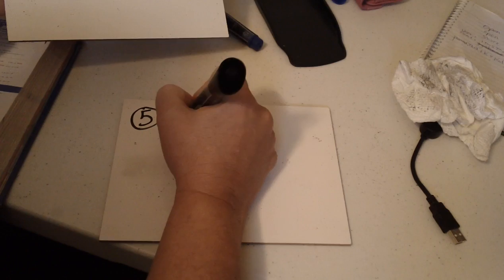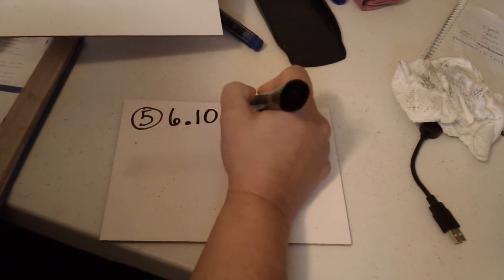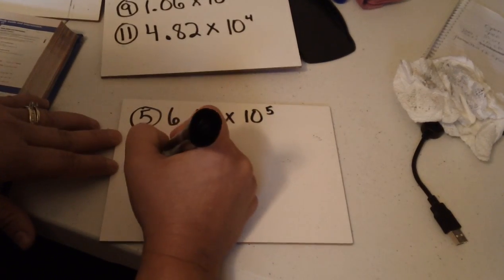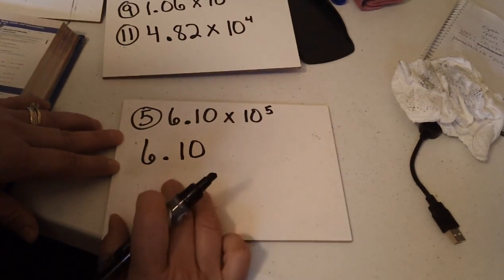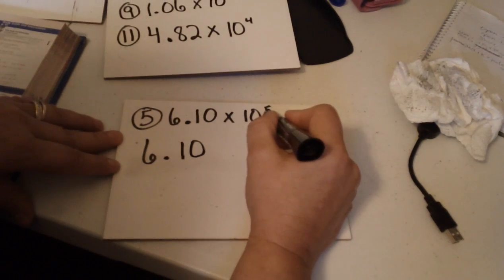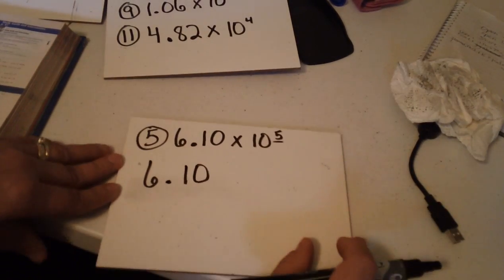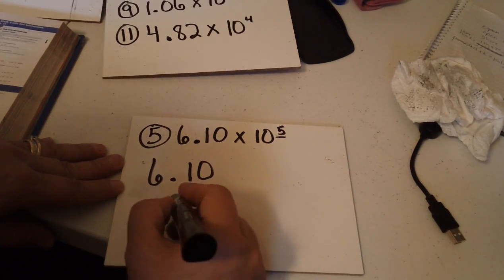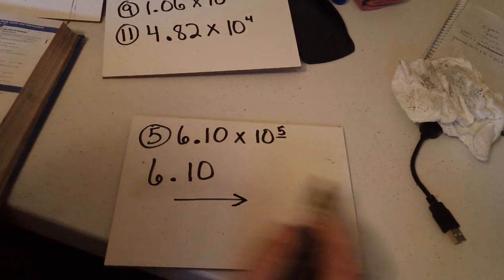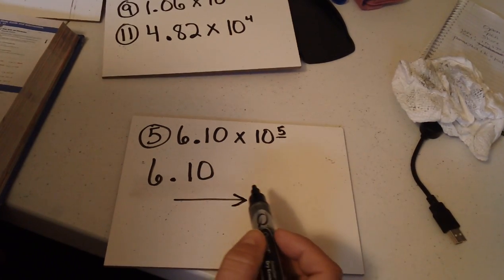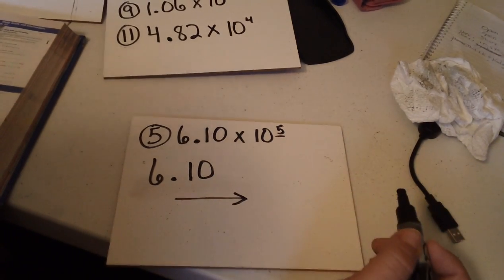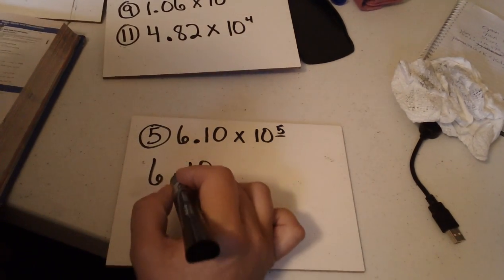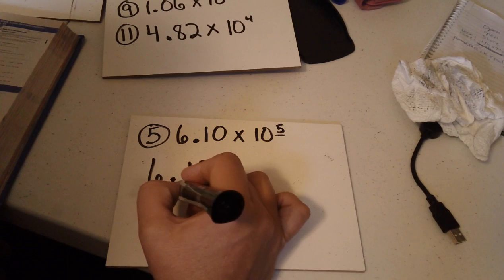We've got 6.10 times 10 to the 5th. Well, what I can do is write the number down here and look at the exponent. It has an exponent of 5. That means I'm going to move my decimal 5 places this direction. The reason I know I need to move it that direction is because it's a positive exponent. If it was a negative exponent, I would move it the other direction, but it's not.